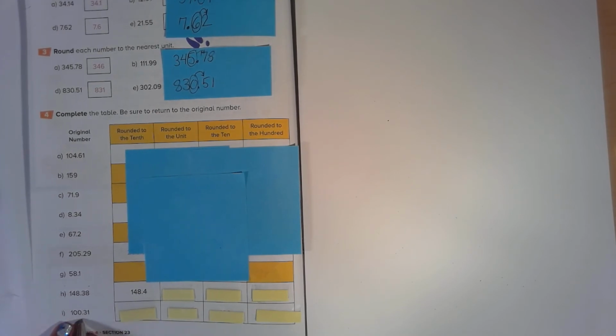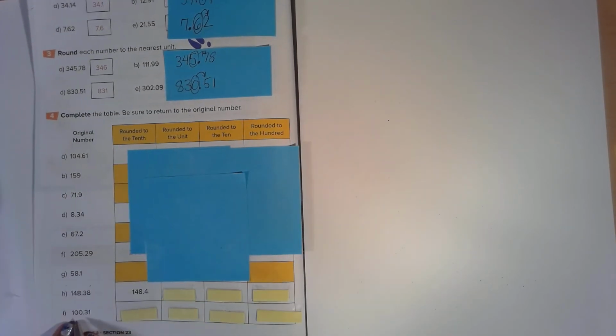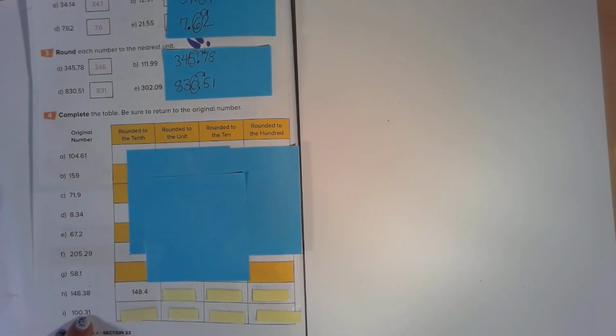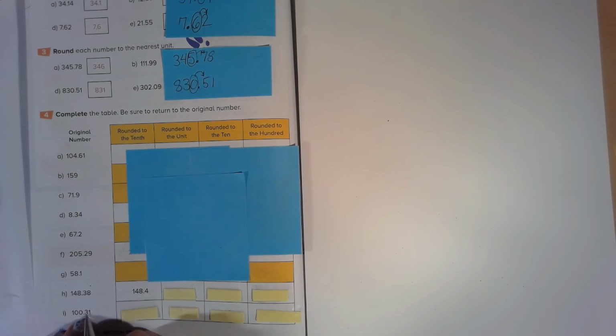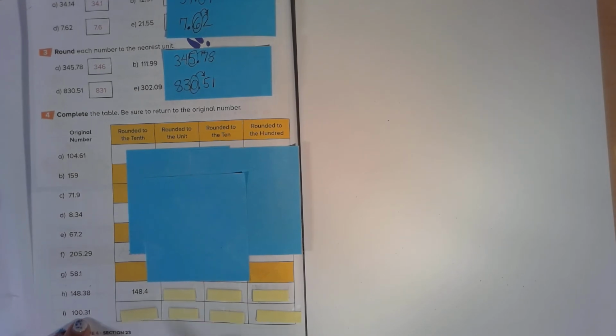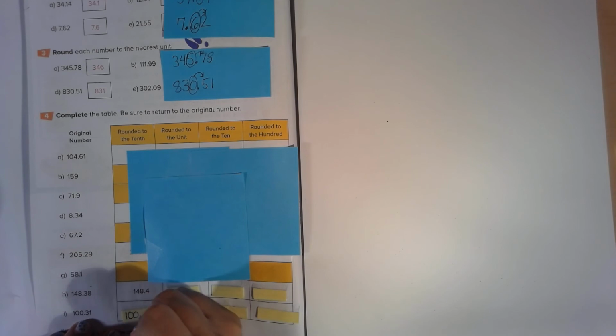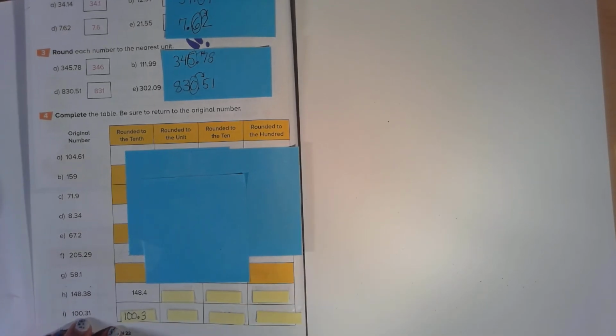The number is 100 decimal point 31. So if we need to round 131 hundredths to the nearest 10th position, I look at the 10th position, it's a 3. I look to the right, it's a 1. So I know my 3 has to stay the same. So my answer is going to be 100 decimal point 3. Do you see how I did that?